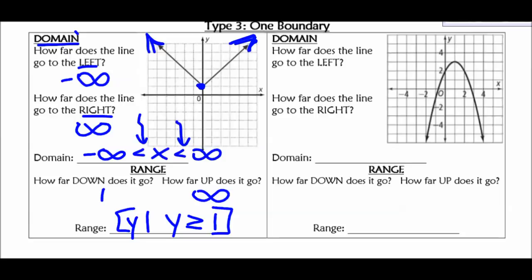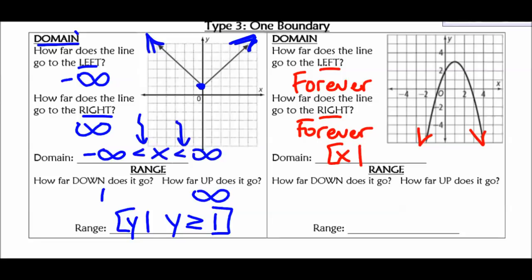And on the next one, we're talking about domain again. We're talking about left and right. So this goes off forever that direction, forever that direction. It's going to continue going off to the left forever and to the right forever. So I could say that x is a number such that x exists as a real number. X is an element of the real number system. Any real number works.